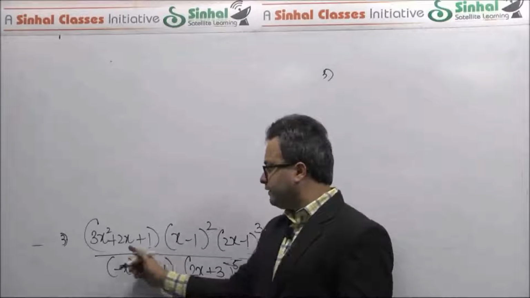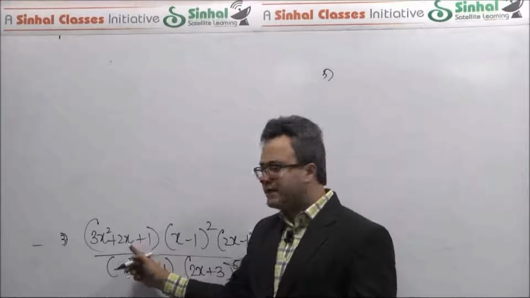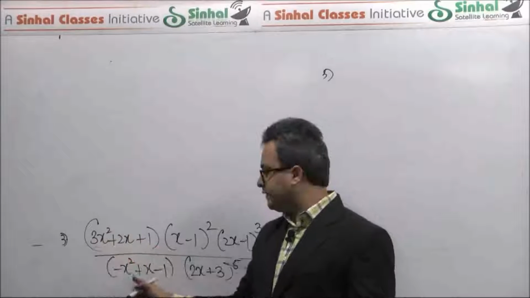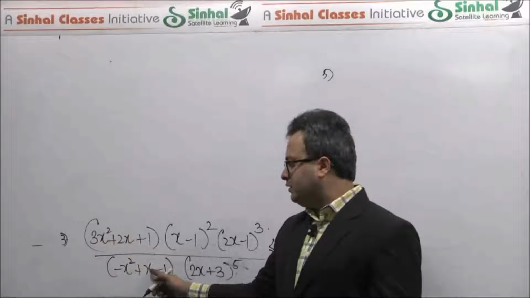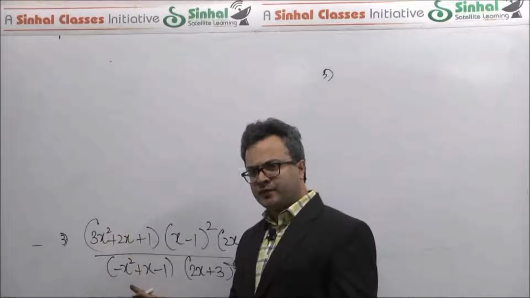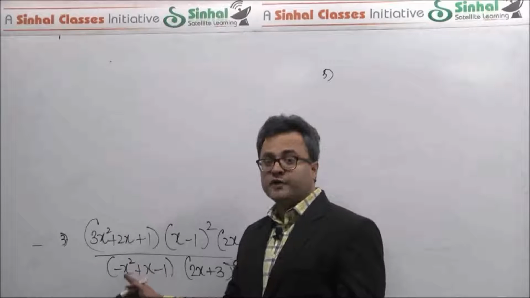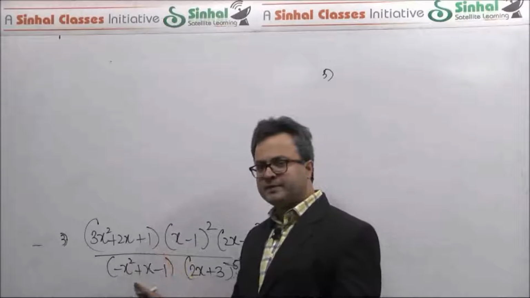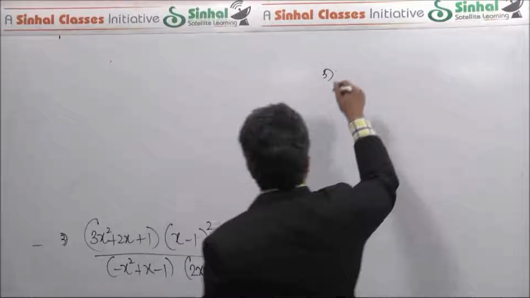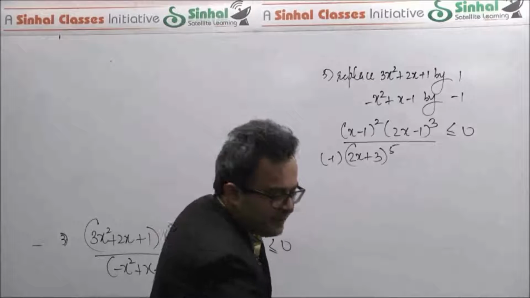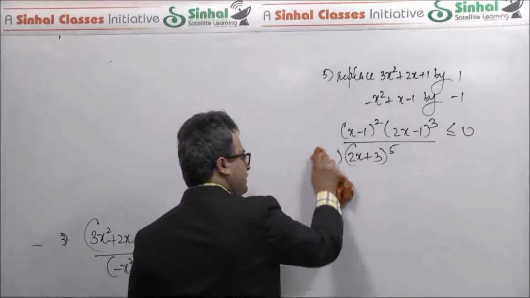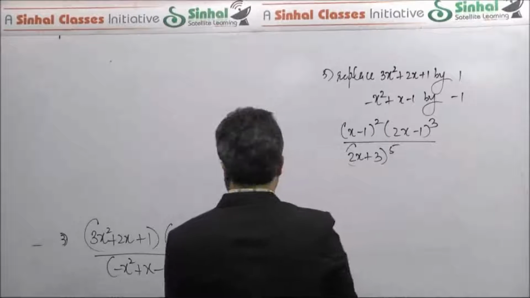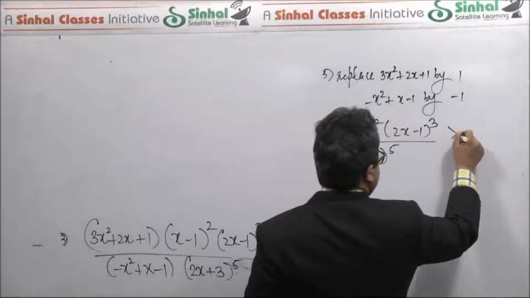The third one, 3x square plus 2x plus 1, again the d value is negative, so I can replace this by +1 since the coefficient of x square is positive. And if I look at this factor, the d value is again 1 minus 4, that's again negative, but the coefficient of x square over here is negative. So I'll replace this particular term by +1 and this particular term by -1. So I can obviously multiply by -1 throughout, and consequently the sign of inequality will be reversed.